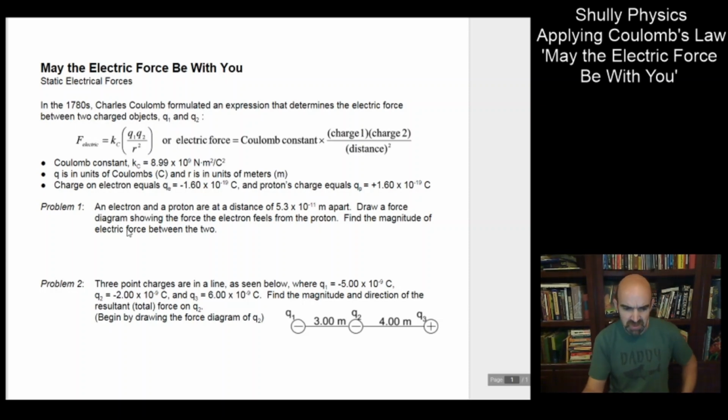So we've got Charles Coulomb, who formulated this expression. Kc is the Coulomb constant, Q1, Q2 divided by R squared, and all that equals an electric force. So wait, hold on a second here. What is all this? We have an expression relating the strength of an electric force between two charges to the amount of charge of each of those two charges, which is the Q, the R, which is the distance between them, and some kind of experimentally determined constant.